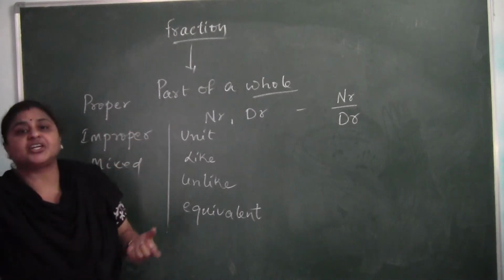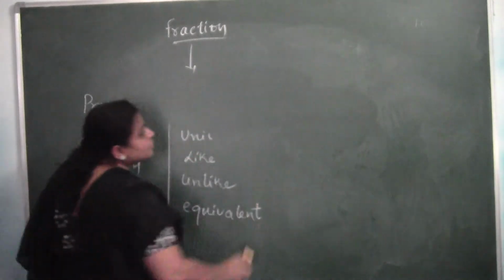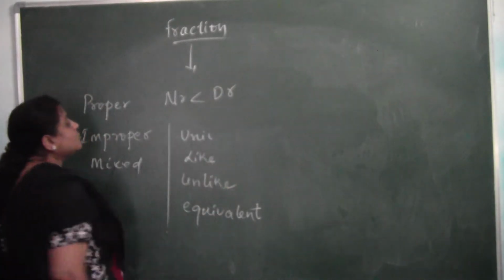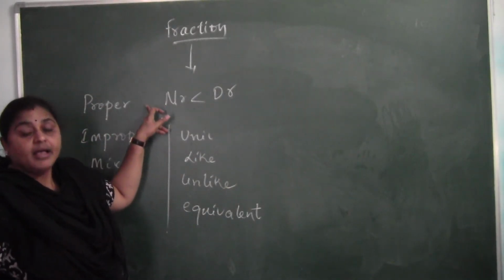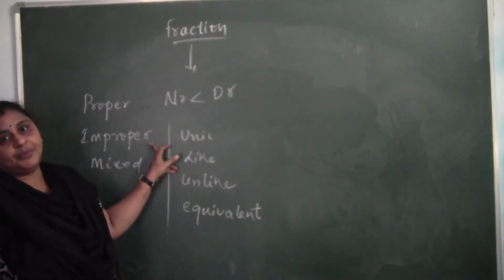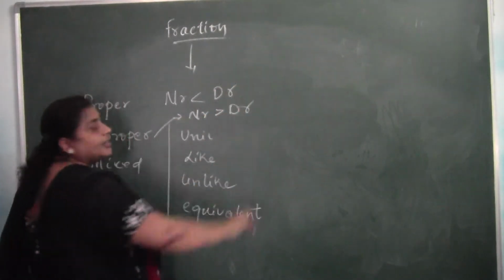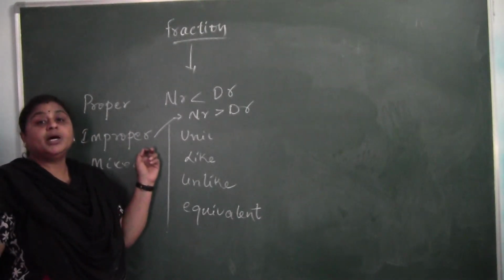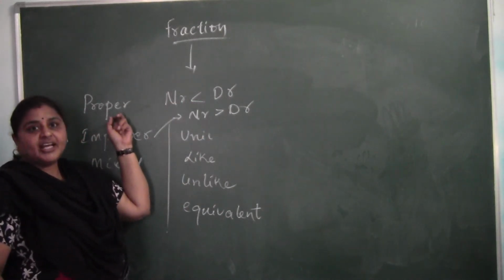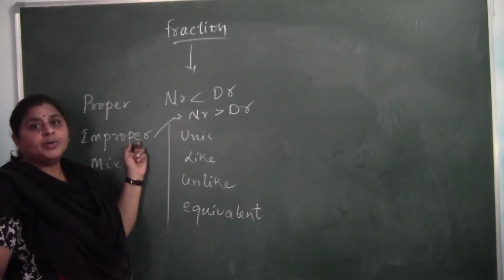What do you mean by proper fraction? Fractions whose numerator is less than denominator, they are called proper fractions. Opposite of proper fraction is improper. If numerator is greater than denominator, those are improper fractions.